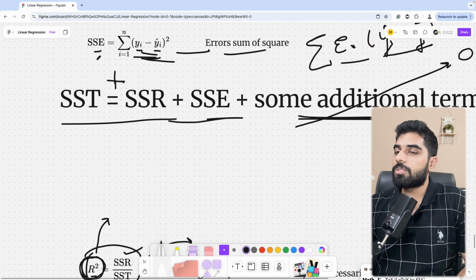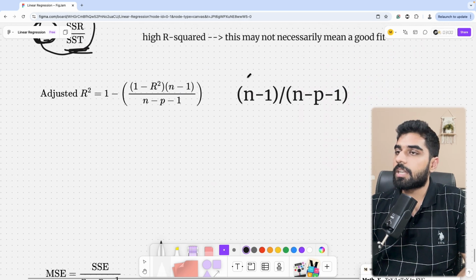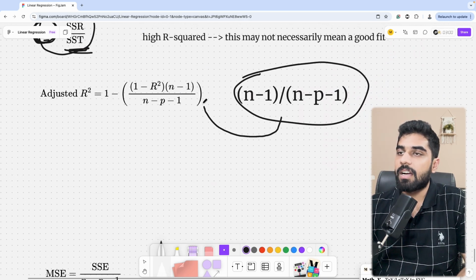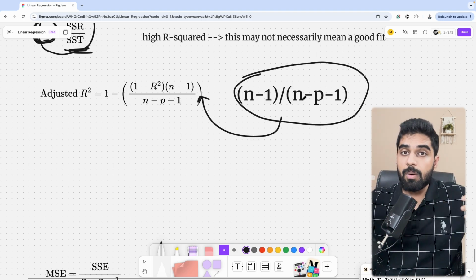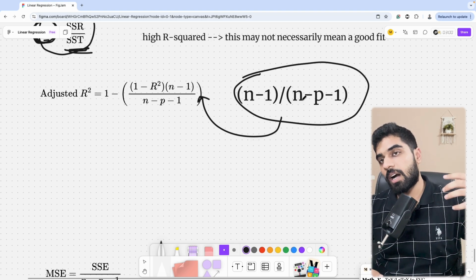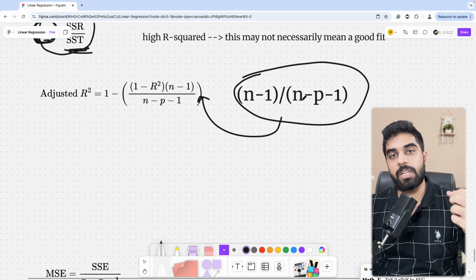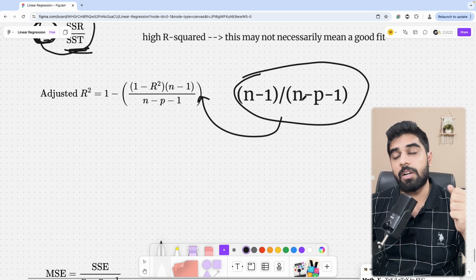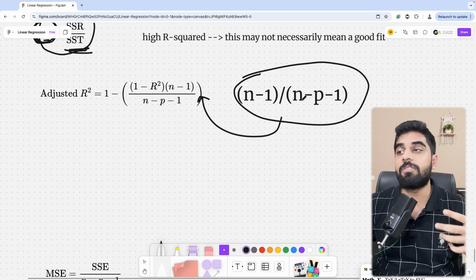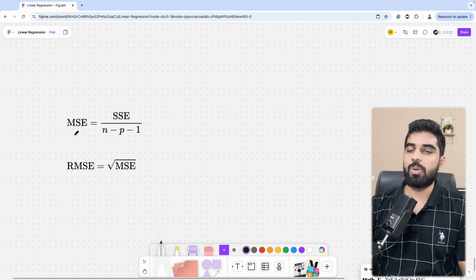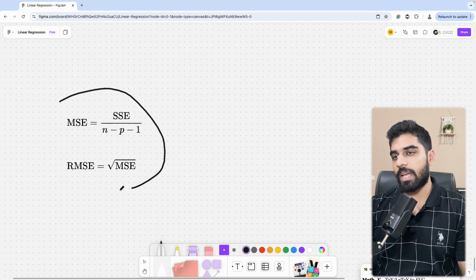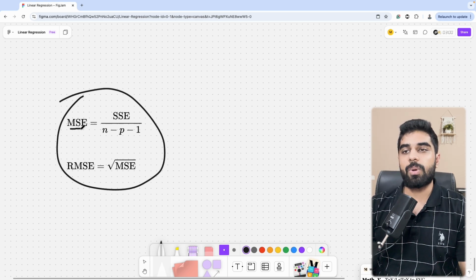So that's the intuition why we use this particular factor to scale R square in a way such that every time you increase the number of parameters, you are bringing down the R square, you're adjusting the R square to accommodate for the fact that you have increased the number of parameters. Now, moving on to the next thing that we analyze, which is mean squared error and root mean squared error.